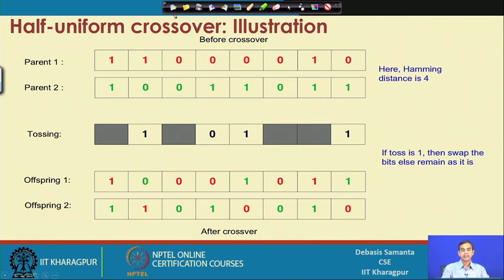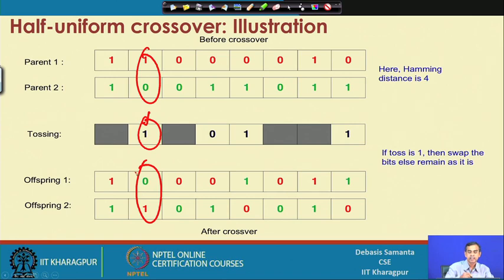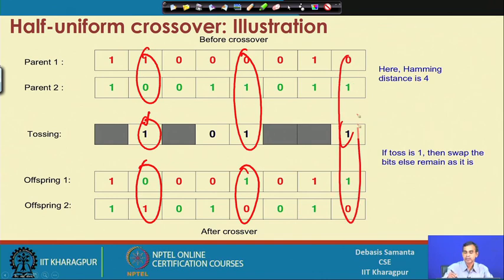Now, for the different bit patterns we have to have a toss. So, the toss here is say 1. If it is 1, then we swap the bit pattern, else it remains 0. So, if we swap it, then we can obtain: here 1, and swapping these two gives this one. Similarly, here 1, so swapping these two will give this one, and here is also 1, swapping these two will give 1. So, this way from these two parents we can get 2 offspring.